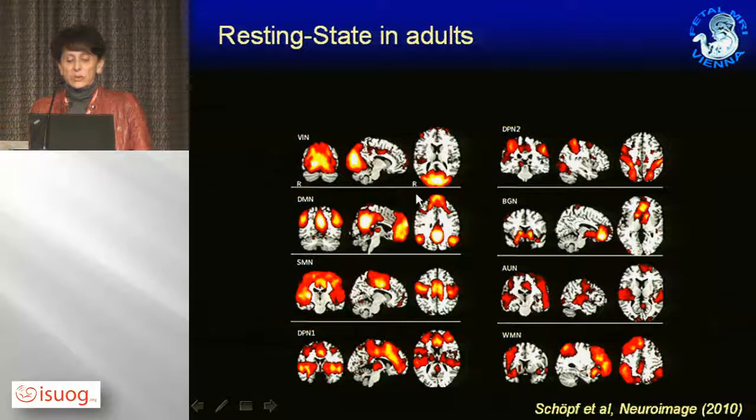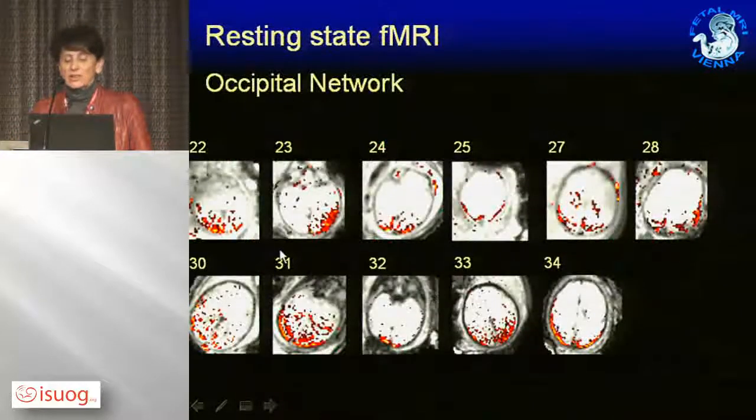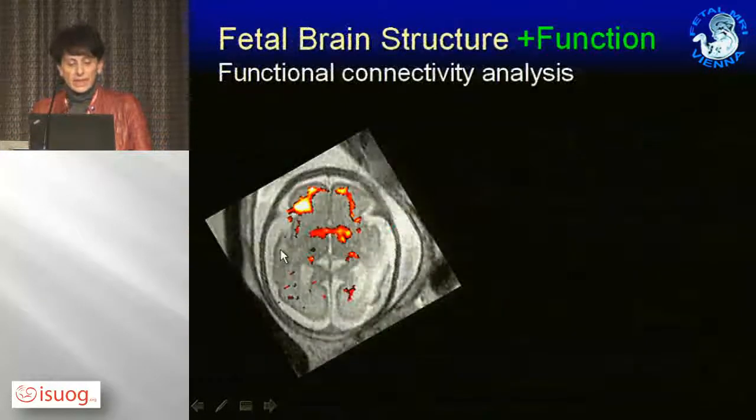This is acquired during 1 hour of imaging and with cooperation. And this is acquired within 1 minute of imaging and without cooperation. But still, you can see the frontal network through the ages and an occipital network, for instance.